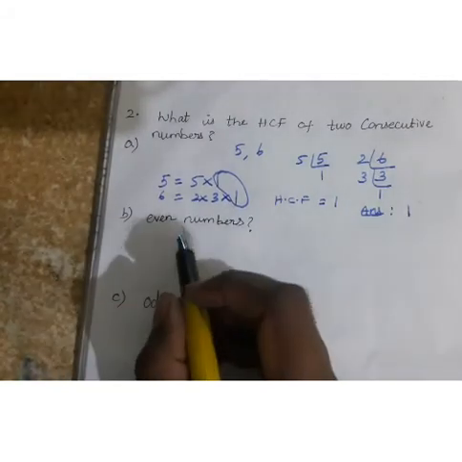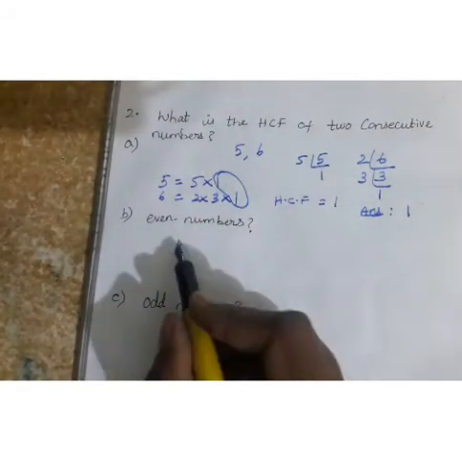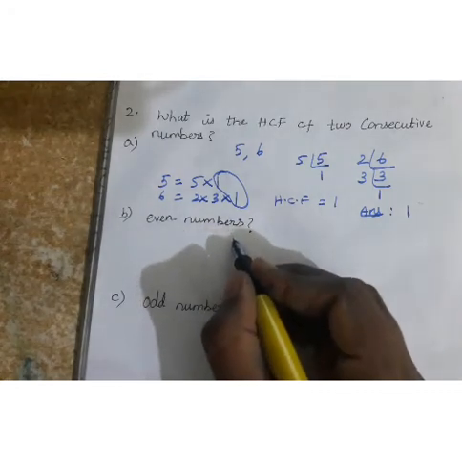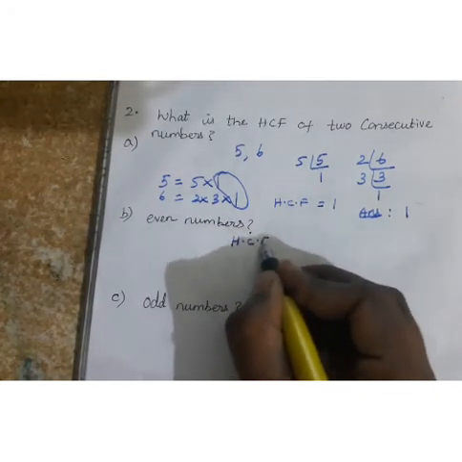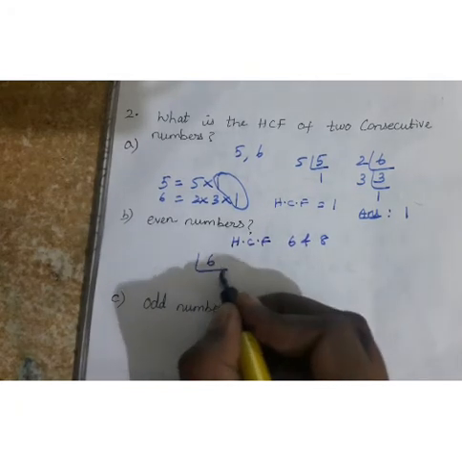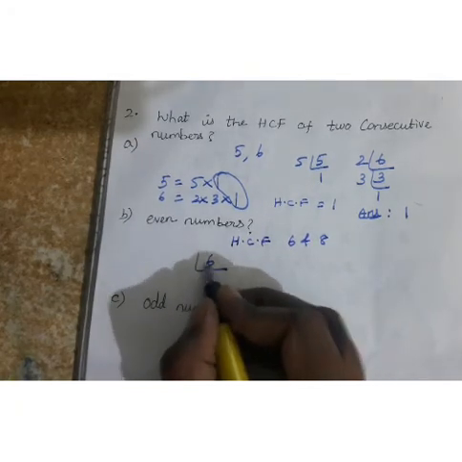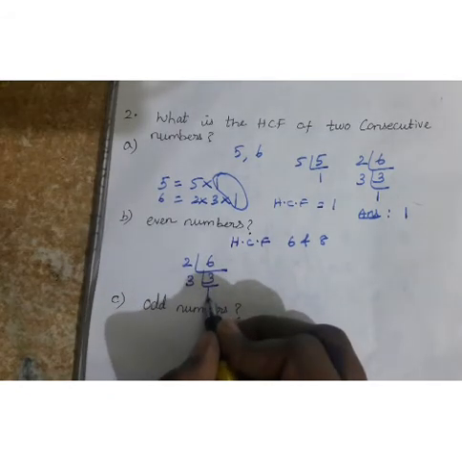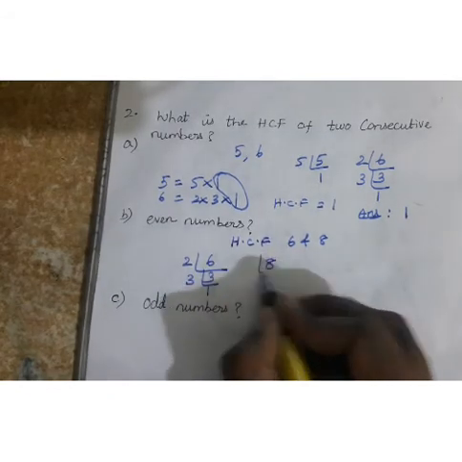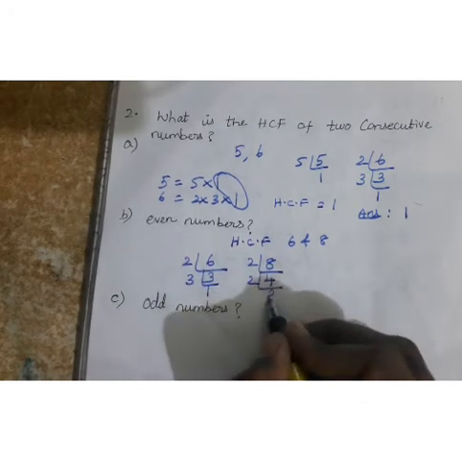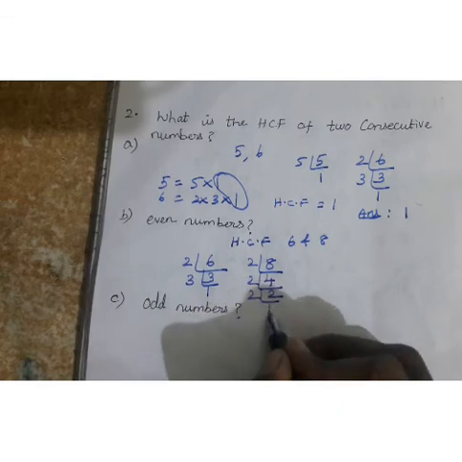B part. What is the HCF of two consecutive even numbers? Let the two consecutive even numbers be 6 and 8. So find the prime factors of 6. 6 divided by 2 gives 3. 3 divided by 3 gives 1. 8 divided by 2 gives 4. 4 divided by 2 gives 2. 2 divided by 2 gives 1.